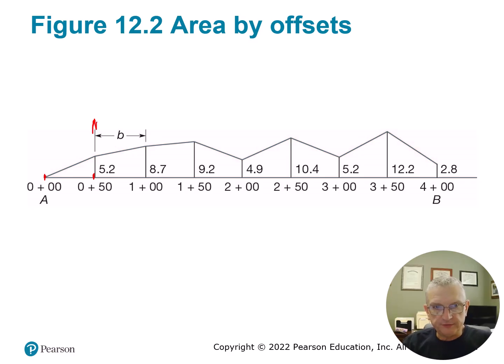B is 50 feet in all of these, and you would basically just take the average, 8.7 plus 5.2 divided by 2, which is 6.95, times 50. The area between 0+50 and 0+100 is 347.50 square feet. So you can go along and figure the area within this choppy line by station.